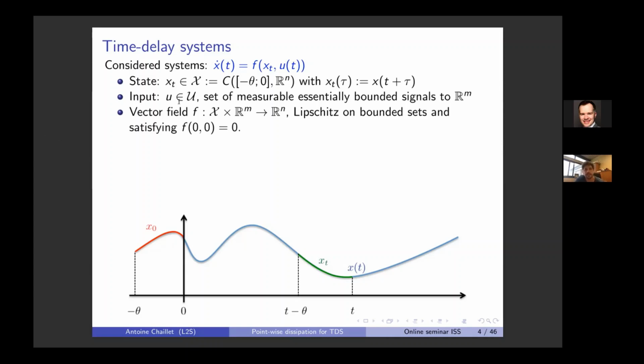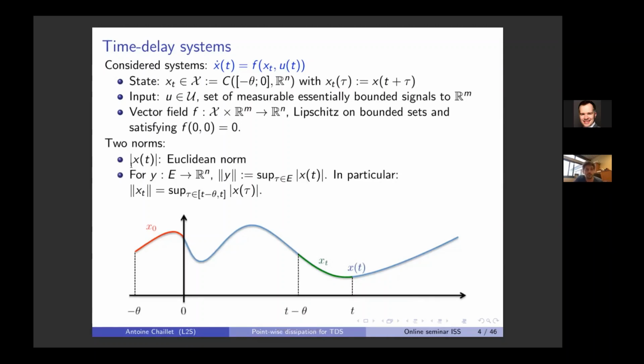The input, as classical in ISS theory, is assumed to be measurable and essentially bounded, taking values in R^m. And the vector field, well, it's just assumed to be Lipschitz on bounded sets and to be 0 at 0. Okay, so in order to solve such a dynamical system, you need to be given an input signal u and an initial condition, which is a whole segment of initial states, and then you have x(t), which is the current value at time t, and x_t, which represents the previous segment, the history function, we call it.